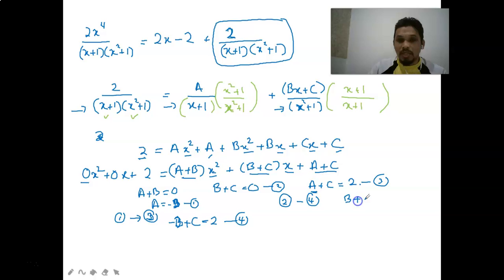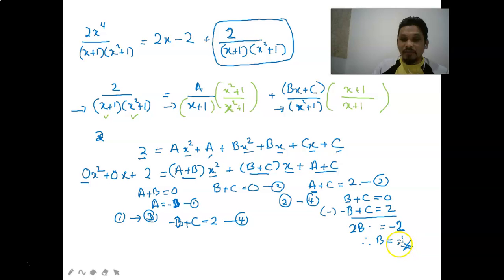We have b plus c equal to 0, and negative b plus c equal to 2. Okay, 2 minus 4, negative here. C minus c equal to 0. 0 minus 2, negative 2. And negative times negative becomes positive, so b plus b equal to negative 2, then b equal to negative 1. So when b equal to negative 1, let's take a look at this one here. A equal to negative b, and b is negative 1. So then a equal to 1.